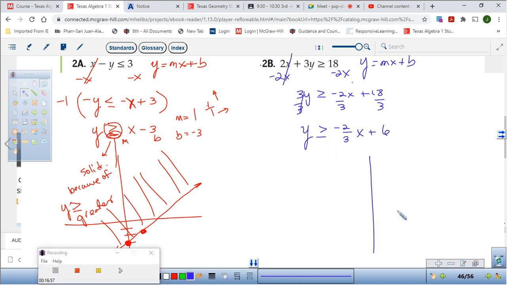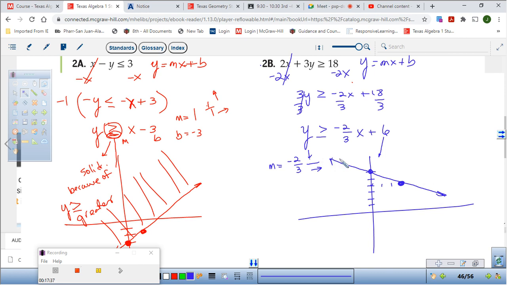Now I'm going to graph that one. Plus 6, 1, 2, 3, 4, 5, 6. My m in this situation is equal to a negative 2 over 3. Since it's negative, I'm going down from that point. Positive to the right. Go down 1, 2, and then over 1, 2, 3. Put my point there, and draw my line going through it.